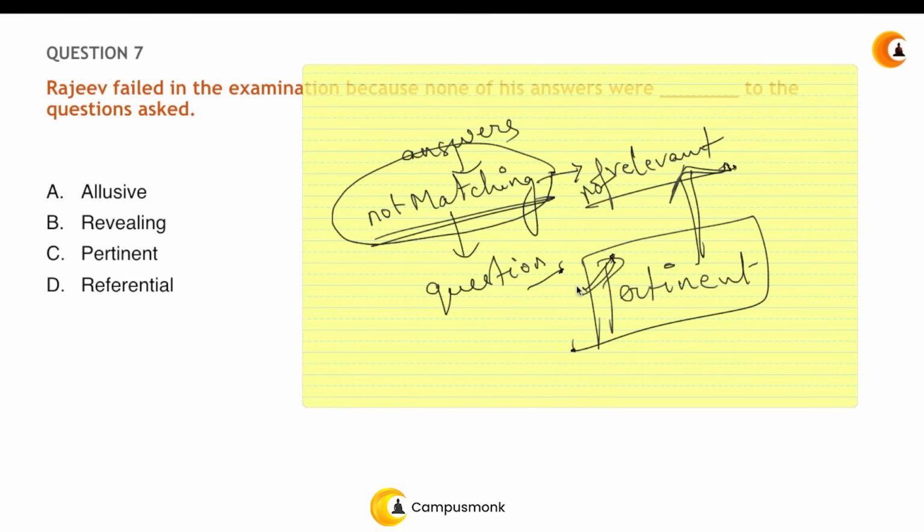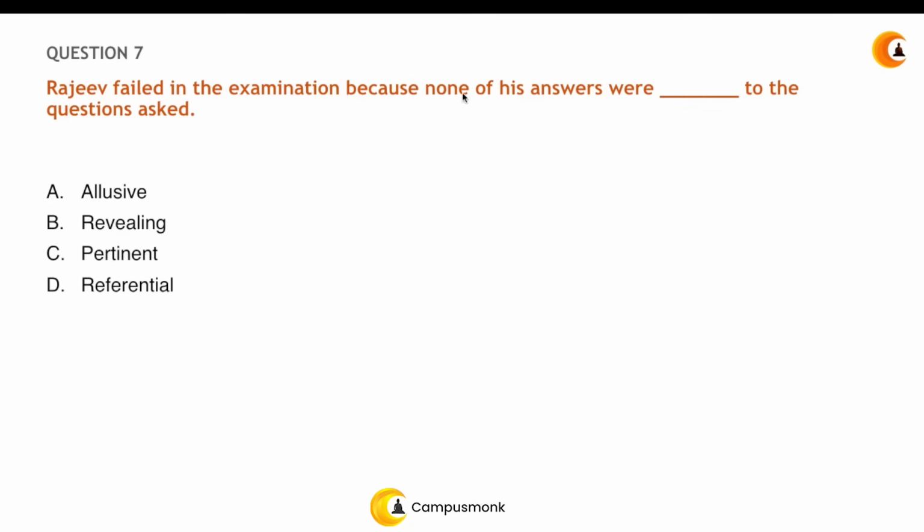Okay, that was not relevant to the questions asked. Okay, why did I write that not pertinent? Because none is already here. So you don't have to add an extra no, giving it an extra meaning makes no sense. Okay, Rajiv failed in the examination because none of his answers were pertinent to the question asked.